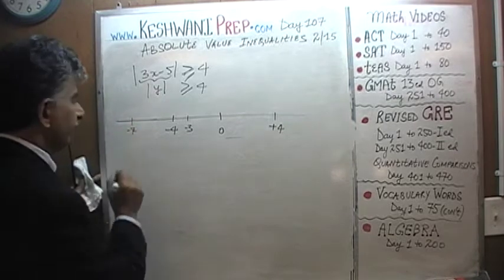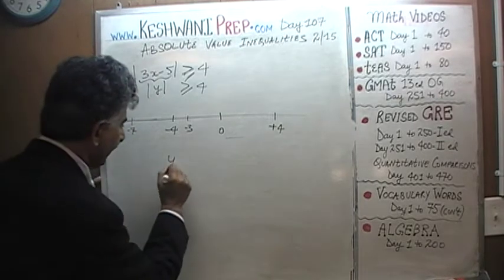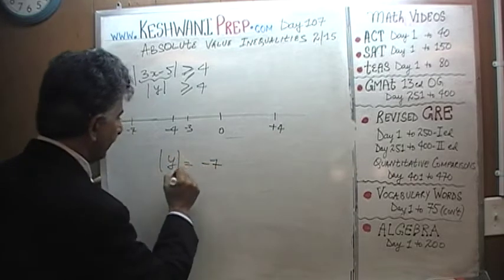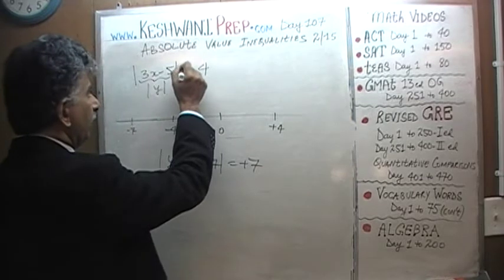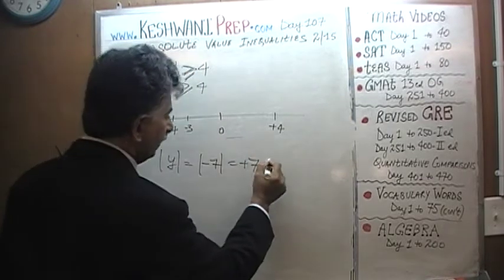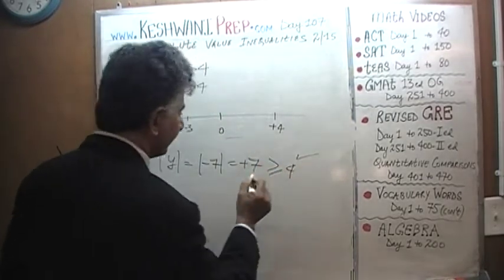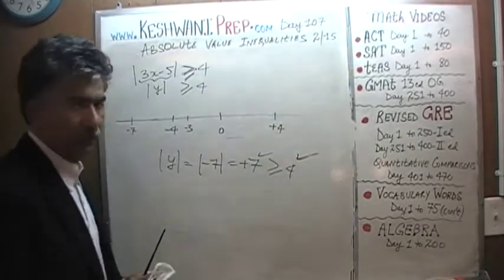Can y be negative 7? Let's find out. If y happens to be negative 7, the absolute value of y would be positive 7. And is positive 7 greater than or equal to 4? The answer is yes. 7 is in fact more than 4.